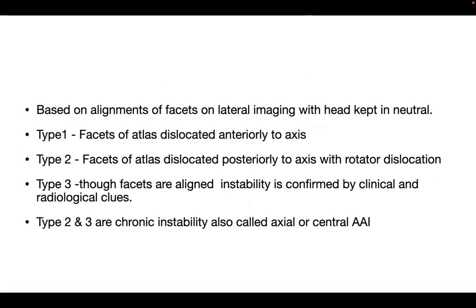Based on the radiography, based on the alignment of the facets on the lateral imaging with the head kept in neutral, again 3 types of atlantoaxial instability were described. Type 1 included the facets of the atlas dislocated anterior to the axis, type 2 included facets of the atlas dislocated posteriorly to the axis with rotatory dislocation, and type 3 included those where, though the facets are aligned, the instability is confirmed by clinical or radiological clues. Type 2 and type 3 are chronic instability, and these are also called axial or central atlantoaxial instabilities.